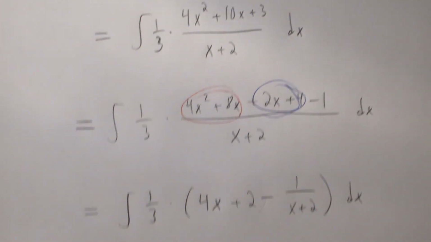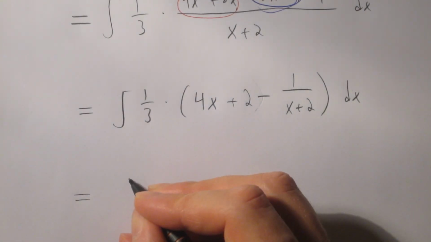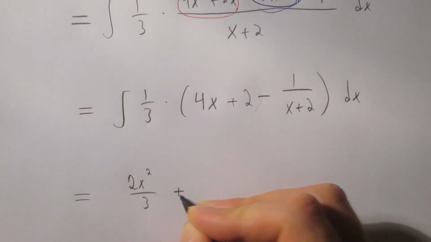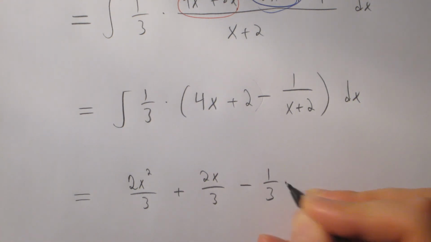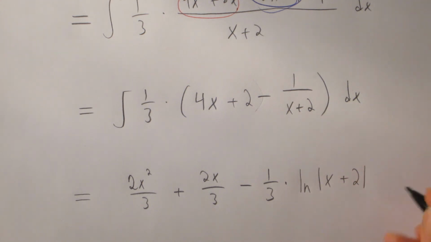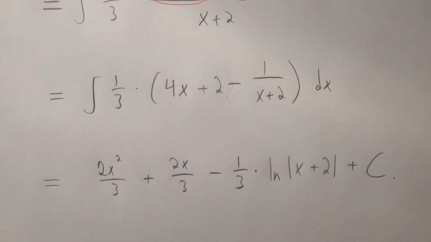Now when we do the integration, the third just hangs around, so it's this, and since x plus 2 has the derivative 1, we can here go to ln of the absolute value of x plus 2, and then don't forget the c.